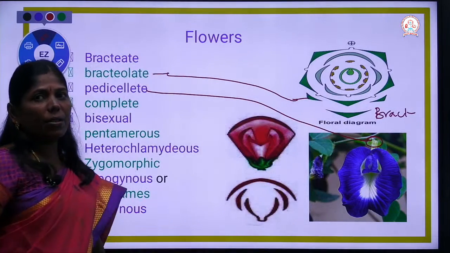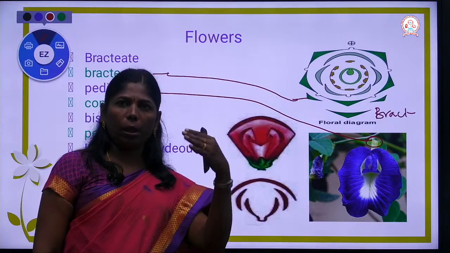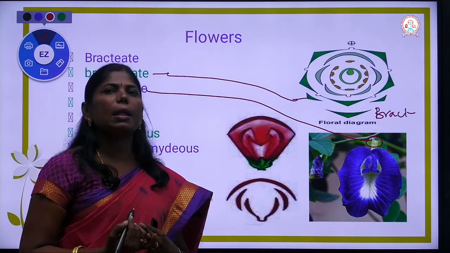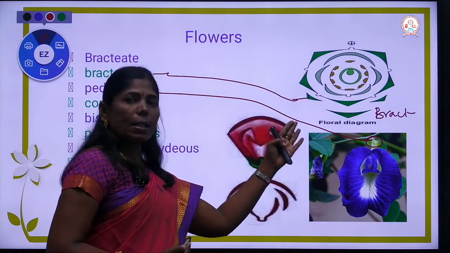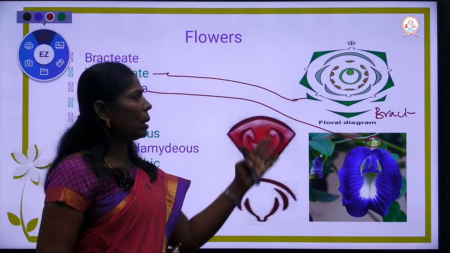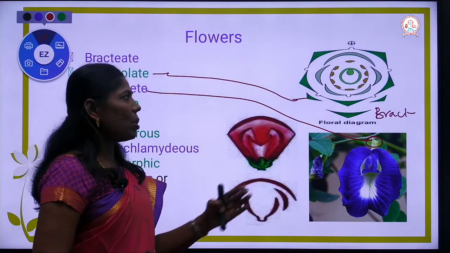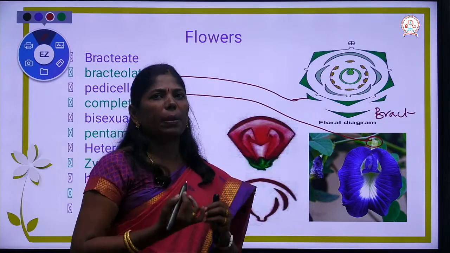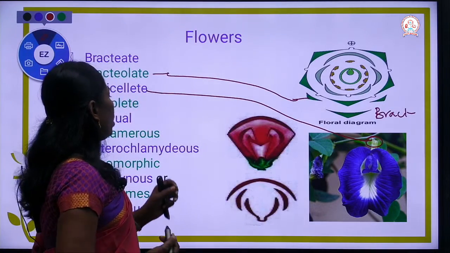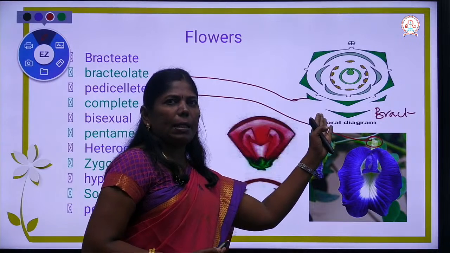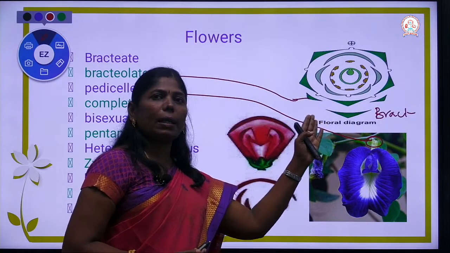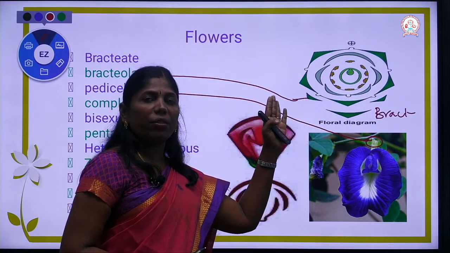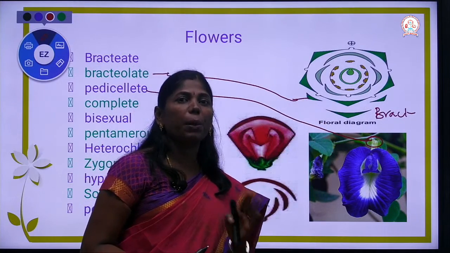What is a complete flower? If all the floral whorls are there, if all parts are present, that is a complete flower. For example, if it is pentamerous or tetramerous, we say it is a complete flower. Actually this is pentamerous because it has 5 whorls present. The first whorl is the epicalyx, the bracteoles, the second is the calyx, then corolla, then androecium, then gynoecium. It has 5 whorls present, so this is a complete flower.